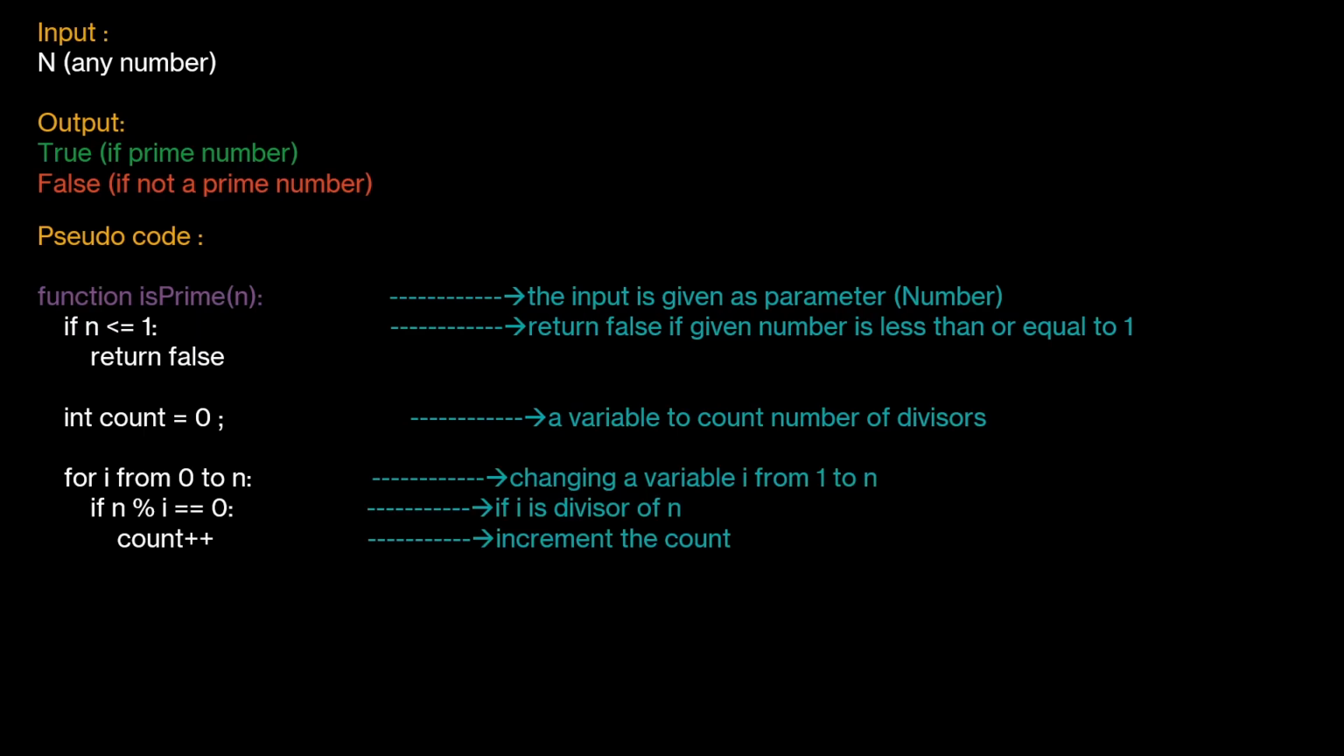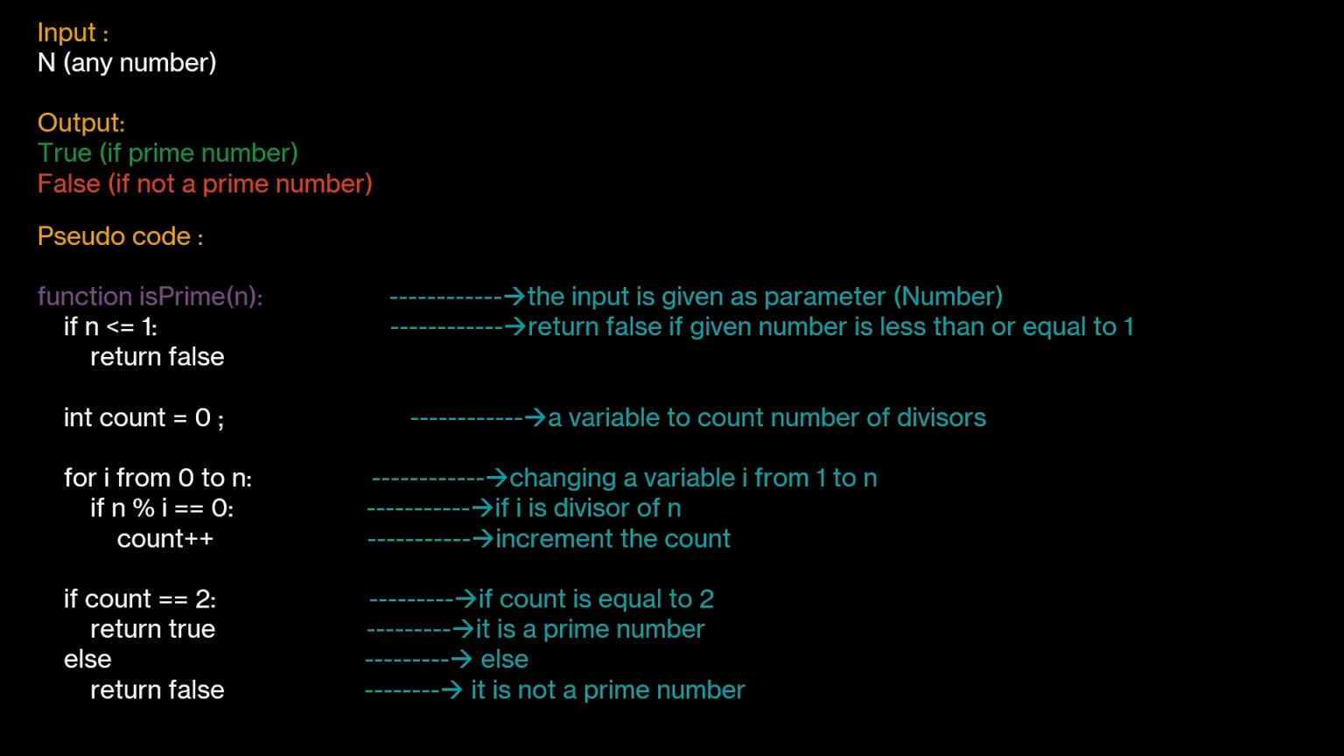We iterate i from 1 to n. Sorry for the mistake in the code, it should be 1 to n. And if n % i is equal to 0, it means it is a divisor. If we find any divisor, we need to increment the count. Then comes the condition: after calculating the total number of divisors, we check if the divisor count is 2. It is a prime number, else it is not a prime.